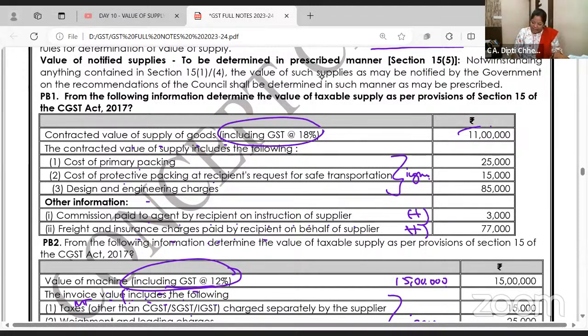So 11 lakhs, and these two you have to add: 11 lakhs 80,000. This is the value at 118. So 100 kitna? Dekho. Is it coming to 10 lakhs?